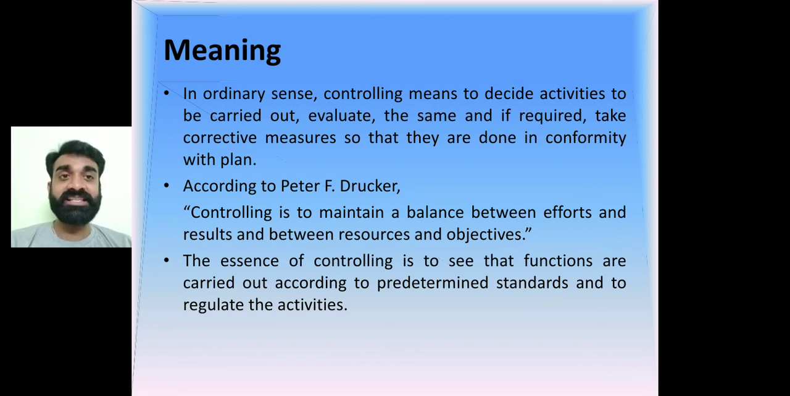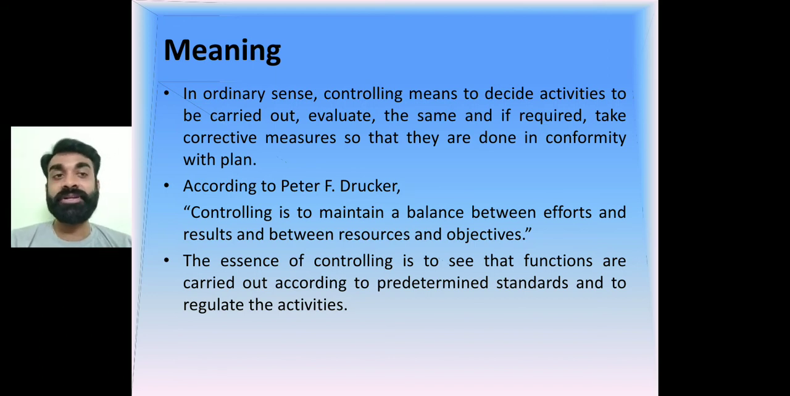The definition given by Mr. Peter F. Drucker is: to maintain a balance between efforts and results, between resources and objectives. Understand this: efforts and results, efforts that will be put into planning, and results that can be achieved through proper controlling, right? And resources, that is man and material, and the objective that we have set in the planning, right? So controlling is going to maintain the balance between these things, right?